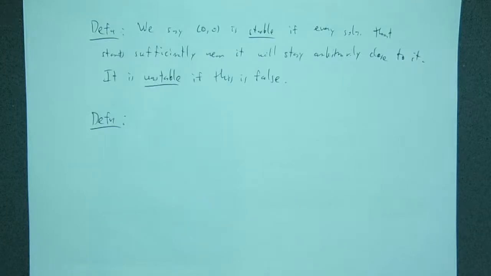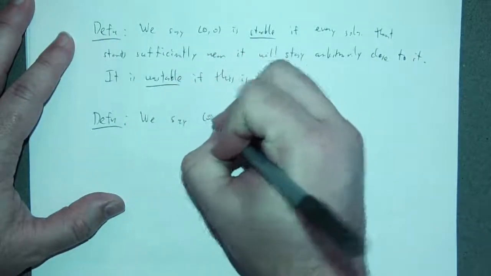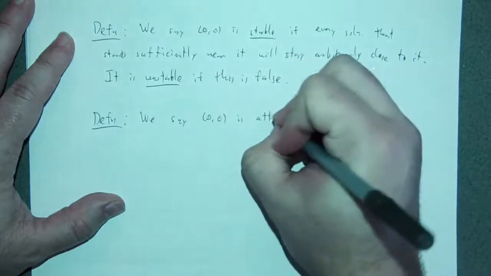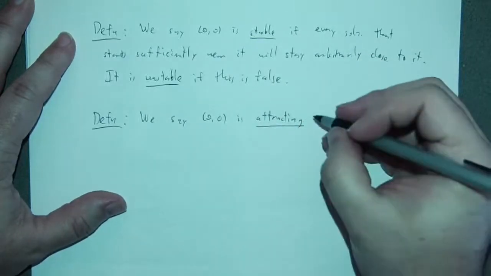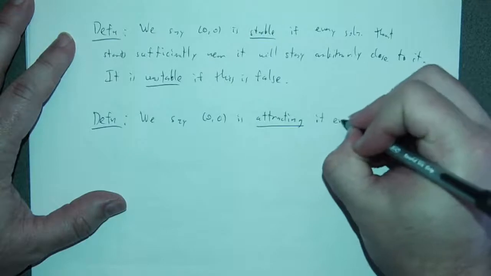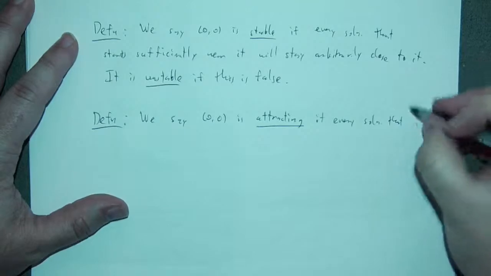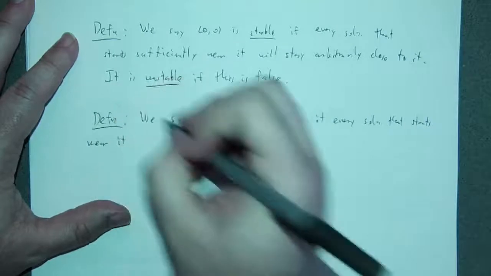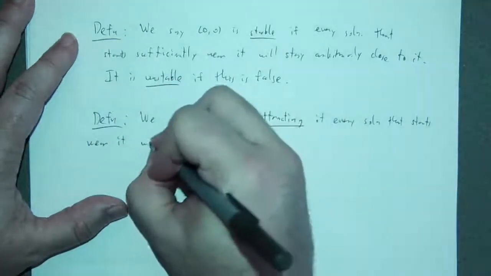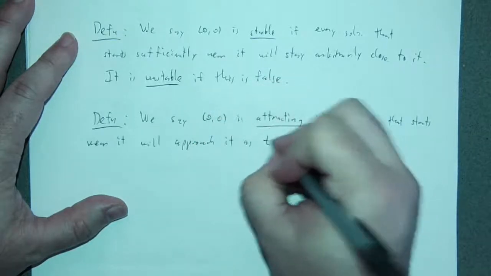But now we are able to ask a more specific question. We say that (0, 0) is attracting. This is attracting if every solution that starts near it will approach it as t goes to infinity.